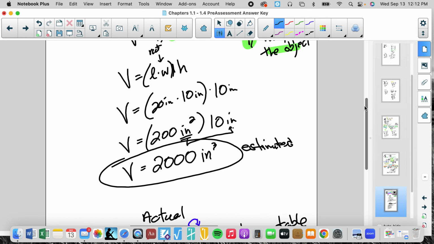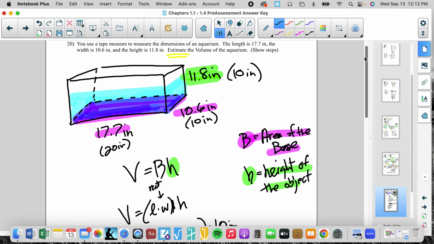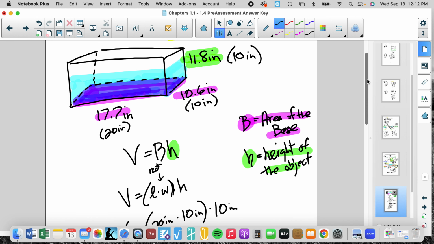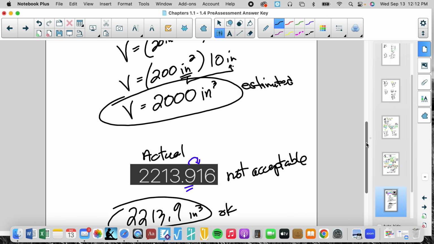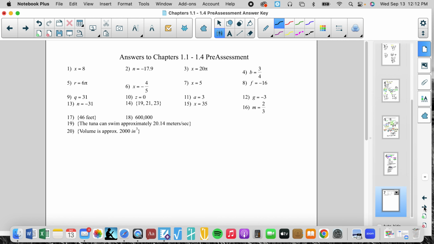So hopefully you understand that it doesn't matter what you estimate that value to, but you can never get more specific than the most accurate place value that you're provided. Okay, so I hope that helps you. Those are the answer keys. I've got to check that, make sure that those are correct, that those coincide.